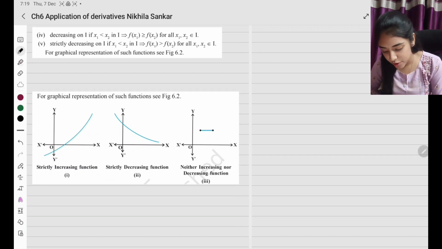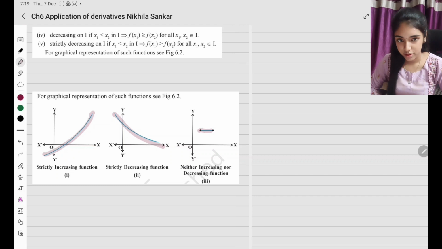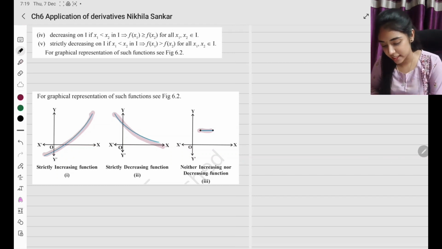From this graph what do you see? This is an increasing function. மேலே increase ஆகுது. This is a decreasing function. It's coming down. This is a constant function. Okay, so how do you represent this mathematically? How do you do this?